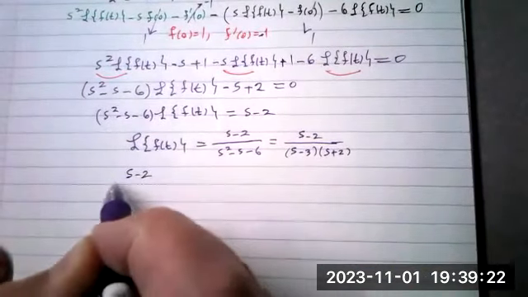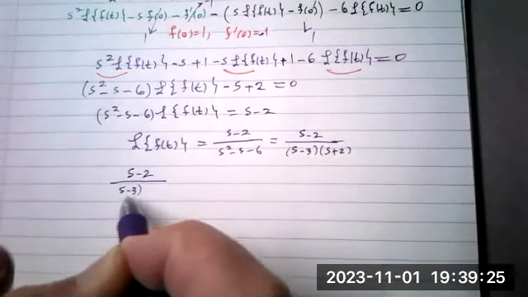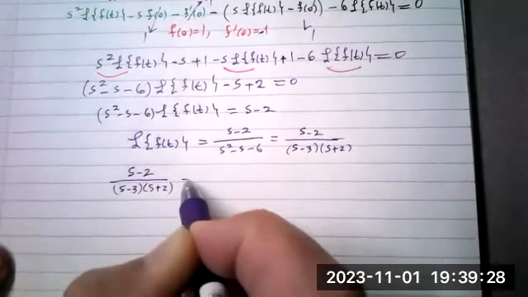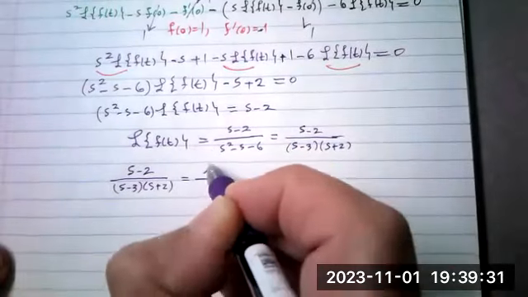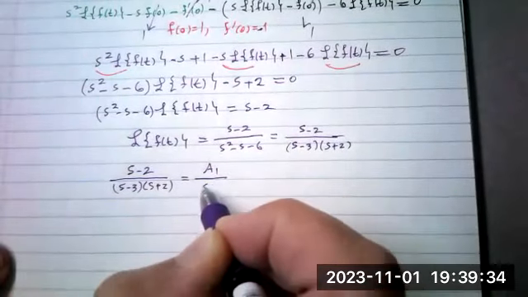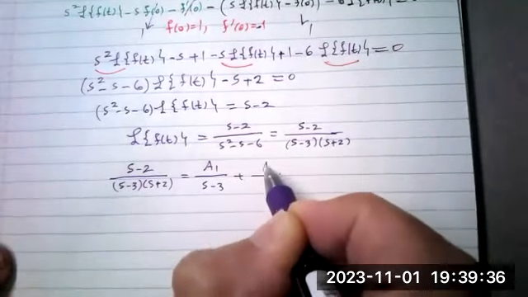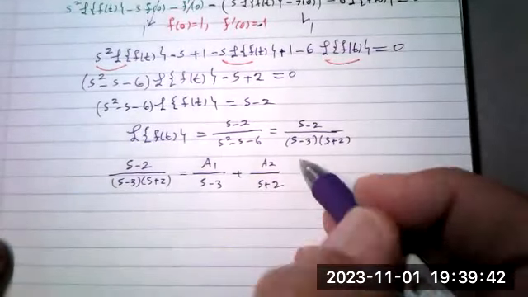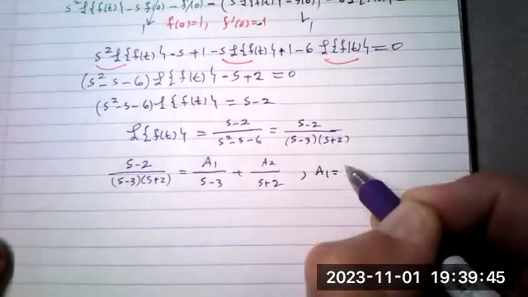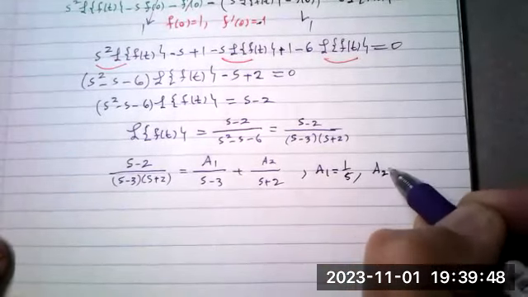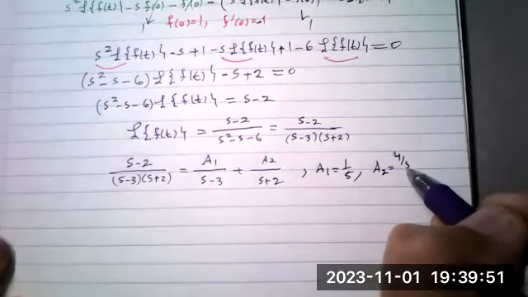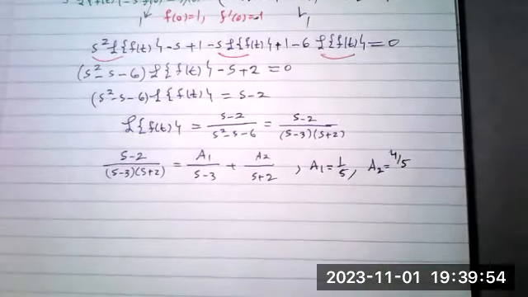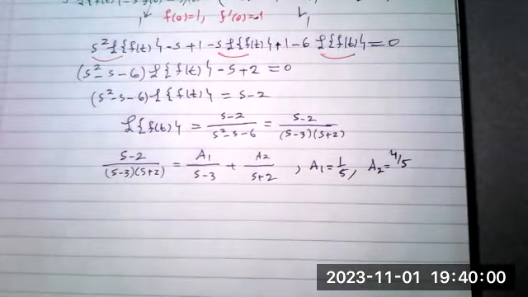Okay, there you are. s minus 2 over s minus 3 times s plus 2. It's going to be something like A and B, if you like. I call it A1 over s minus 3 plus A2 over s plus 2. You have to go to the common denominator to find it. I'll give you the solution, you check it for yourself. A1 would be 1/5, and A2 would be 4/5. It can be done by the shortcut, but because it's s minus 2, you better cross multiply and find it quickly.